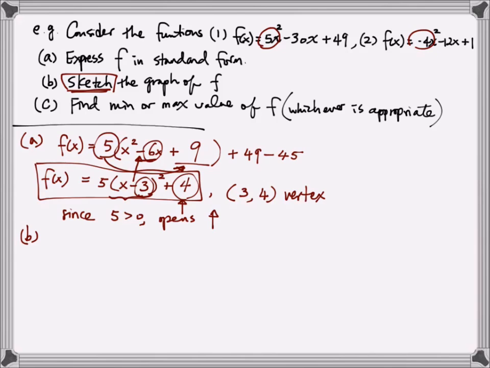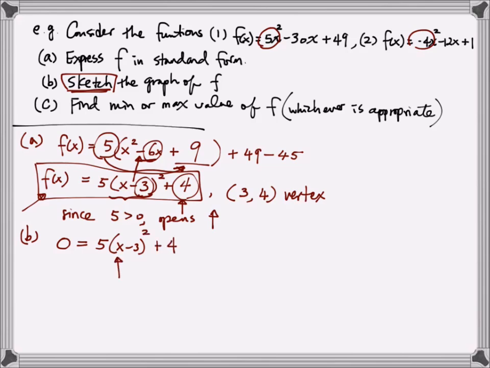So for example, let's try to figure out the x-intercept. Well, the x-intercept is when the y value is equal to 0. So you look at your original expression here in the standard form, you ask yourself the question, what can the x value be in order to get y equal to 0? So that is to say 0 equals 5 times (x minus 3) squared plus 4.